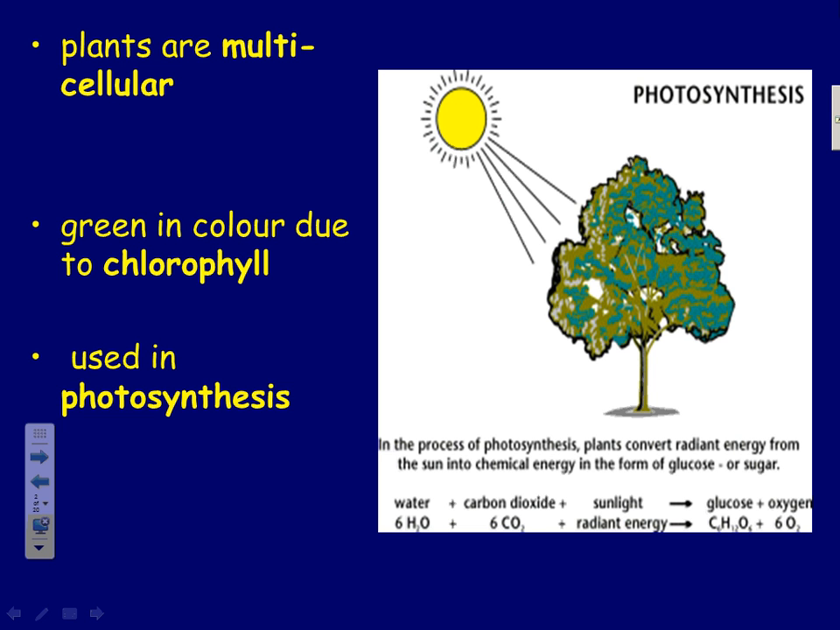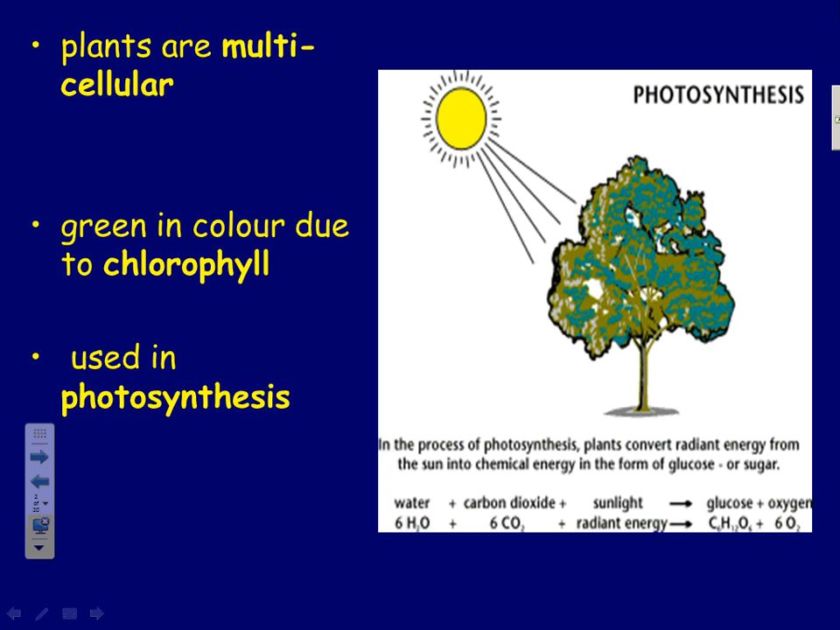And we'll clarify things. So obviously, plants are multicellular systems, just like animals. They have more than one cell. They're not like a single-celled entity. They're green in color due to chlorophyll, all right? And we'll talk more about chlorophyll and photosynthesis tomorrow.